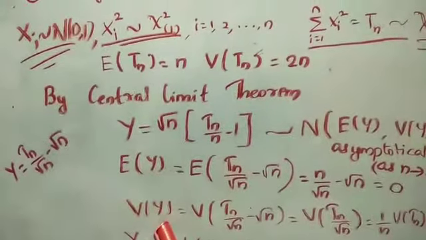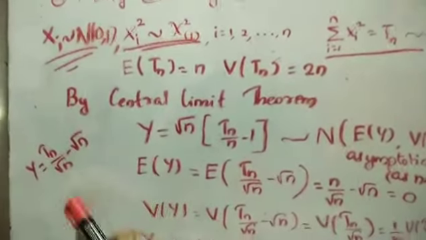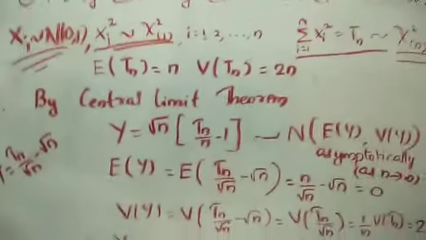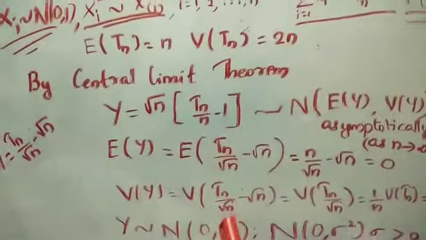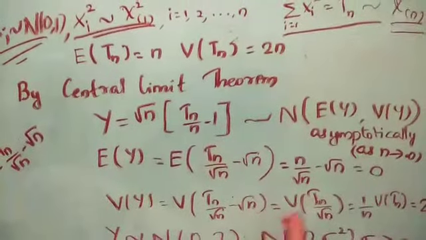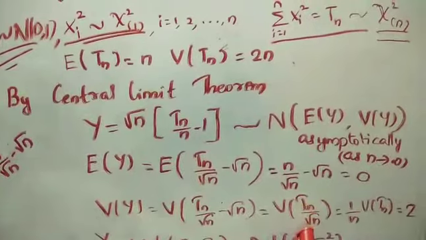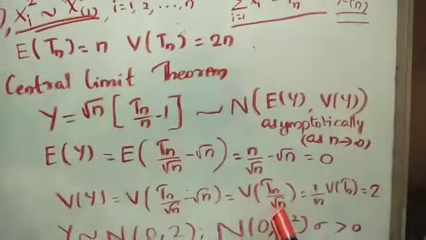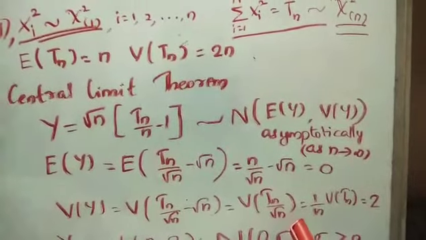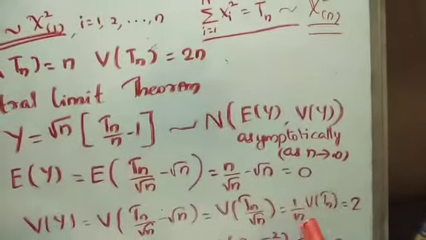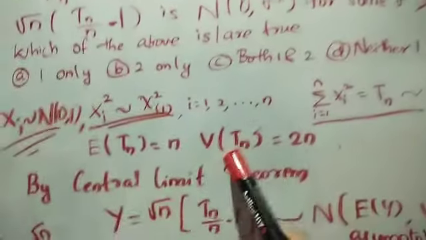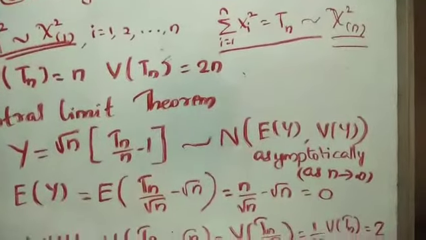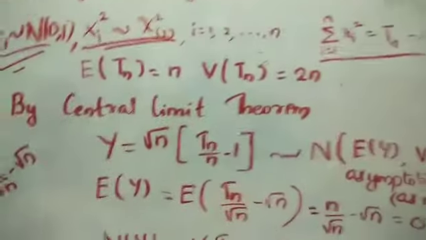Now we have to find out the variance of y. Variance of y is equal to, we know that y is Tn by root n minus root n, which is equal to variance of Tn divided by root n, since variance of a constant is 0. We can take root n outside, then it becomes root n square, that is n, which is equal to 1 by n into variance of Tn. We know that variance of Tn is 2n, which is equal to 2n divided by n, which is equal to 2.